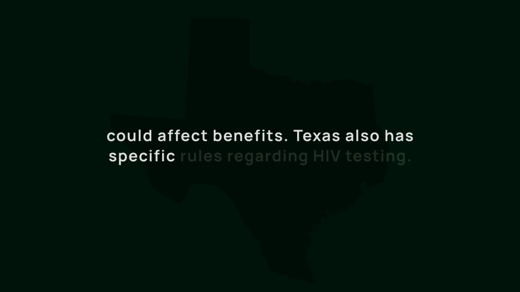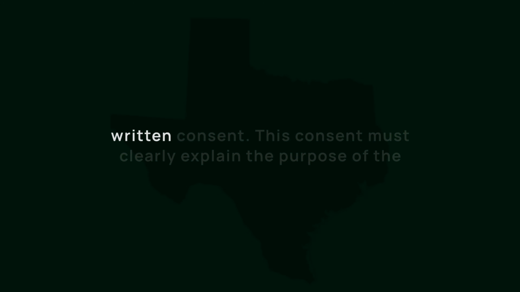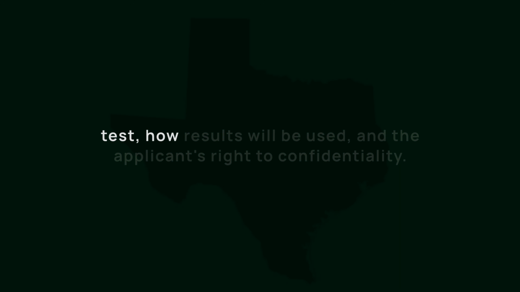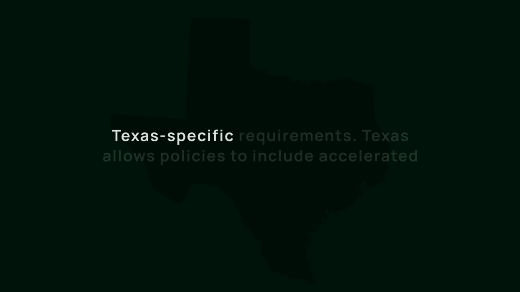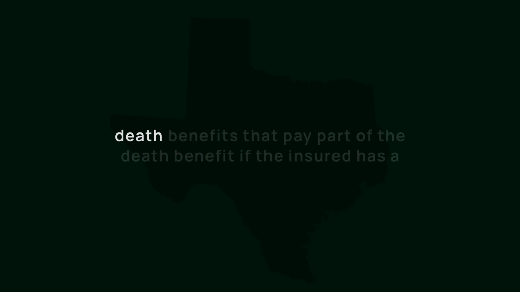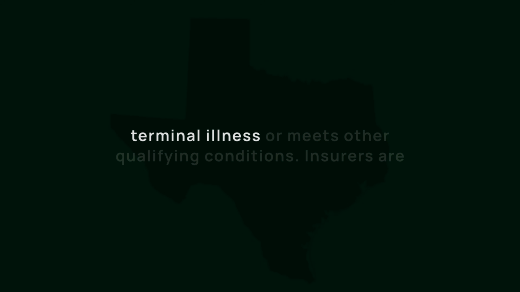Texas also has specific rules regarding HIV testing. Before an insurer can request an HIV test, the applicant must provide written consent. This consent must clearly explain the purpose of the test, how results will be used, and the applicant's right to confidentiality. Accelerated benefits, also called living benefits, are another area with Texas-specific requirements. Texas allows policies to include accelerated death benefits that pay part of the death benefit if the insured has a terminal illness or meets other qualifying conditions.